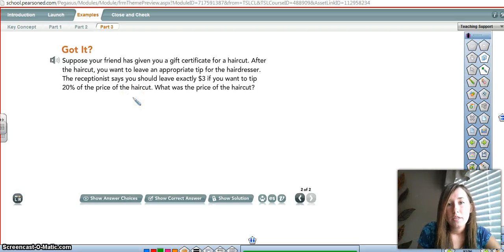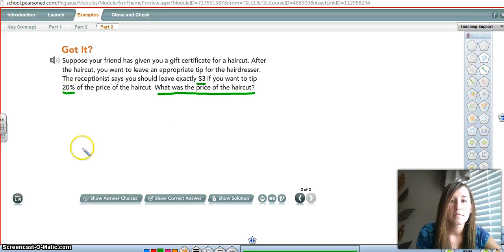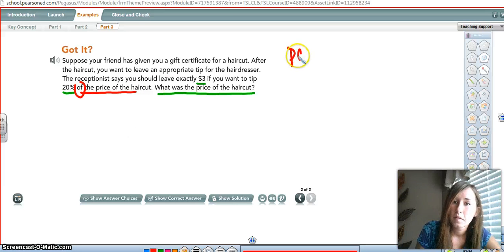Okay, so we don't know the price of the haircut. We're supposed to leave a $3 tip, and that's supposed to be 20%. Okay, think about it. What's the part and what's the whole? You can even use your keywords here. Of the price of the haircut. So the price of the haircut is the whole. The price of the haircut is what we need to find. We don't know the whole.